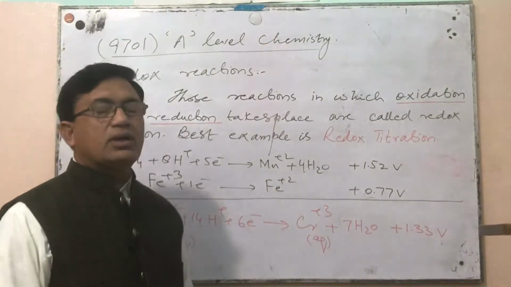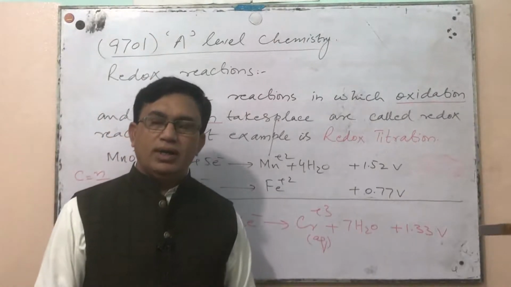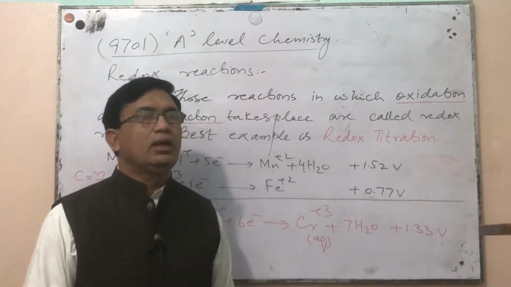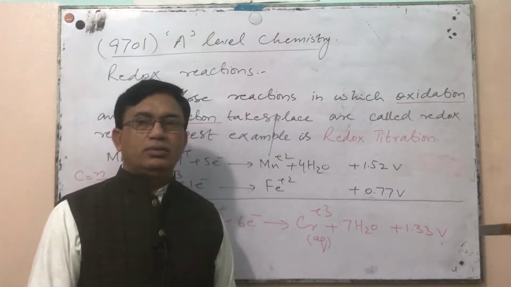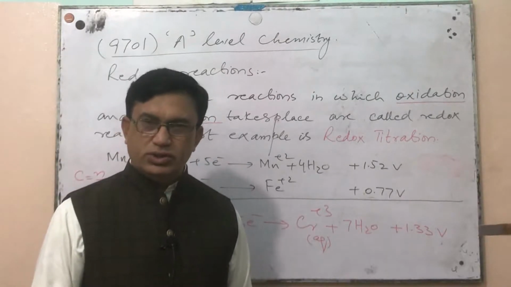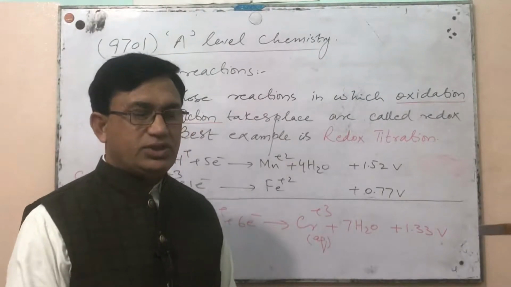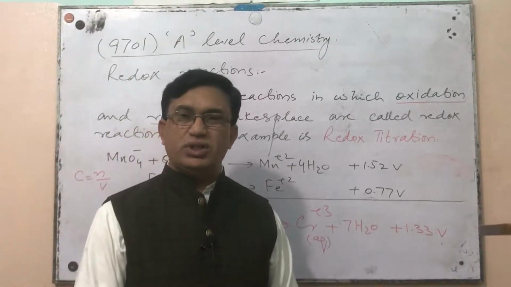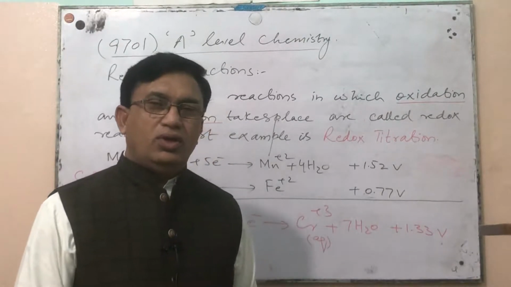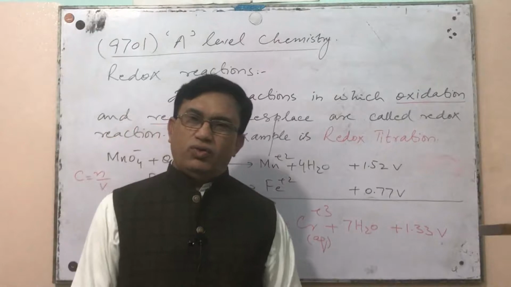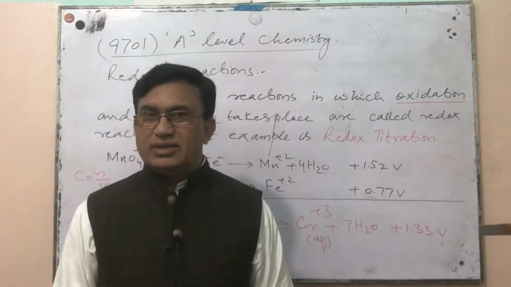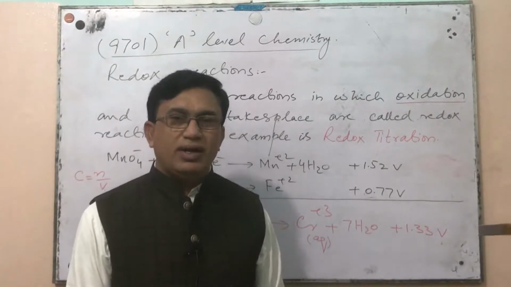In the previous classes in O level, we have already learned about the oxidation and reduction processes. The loss of electron, loss of hydrogen, gain of oxygen, or increase in oxidation state is considered as oxidation, and on the other hand, gain of electron, gain of hydrogen, loss of oxygen, and decrease in oxidation state is considered as reduction. This we have already learned.